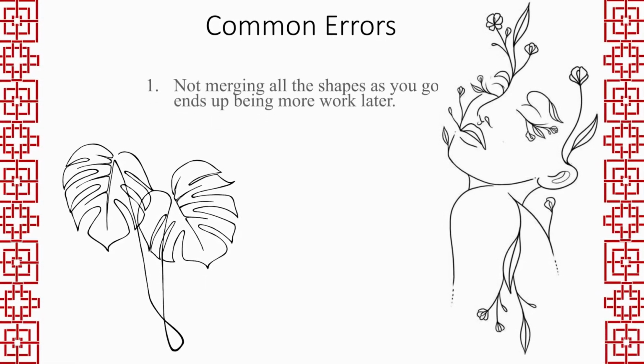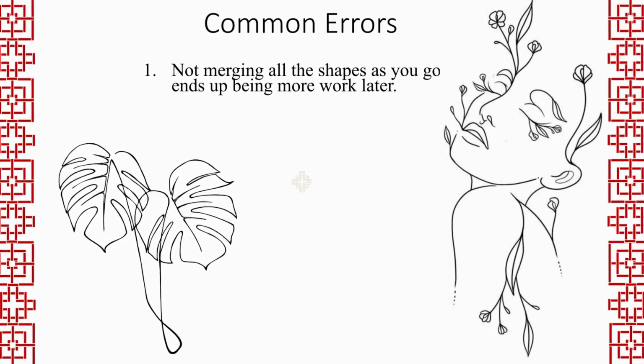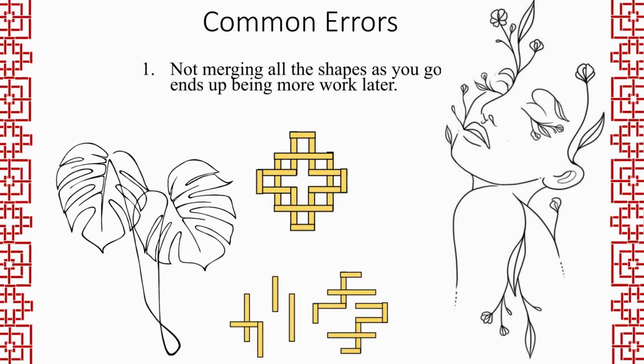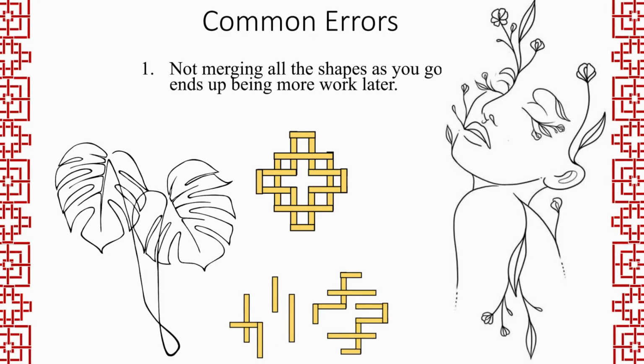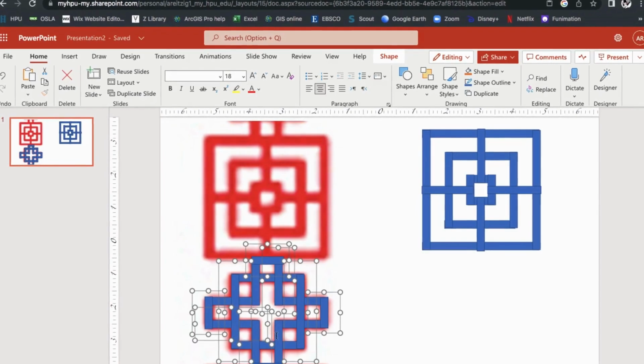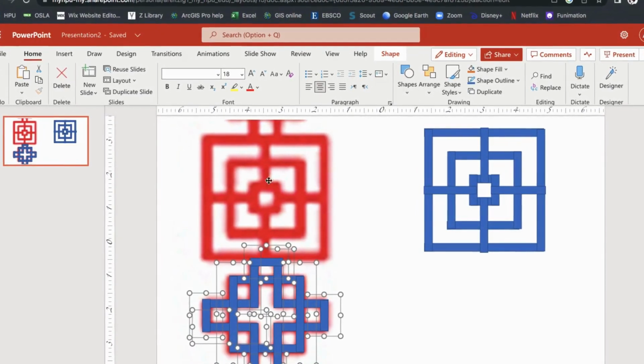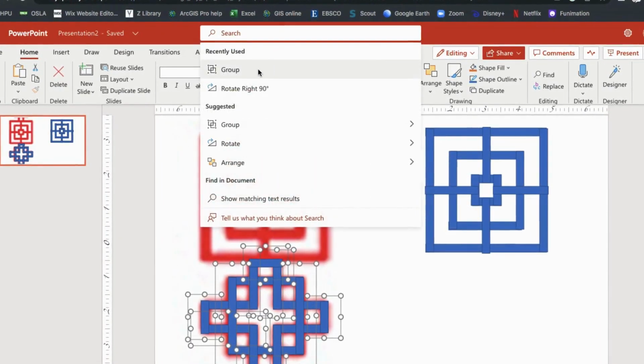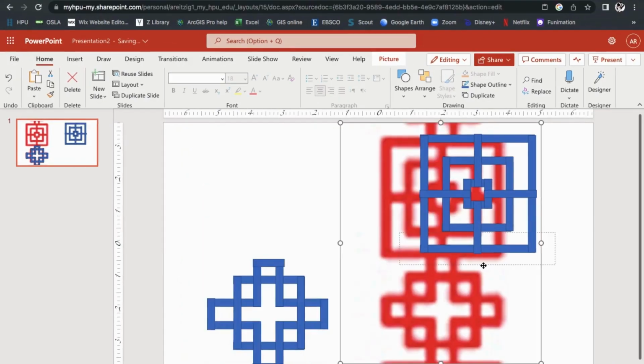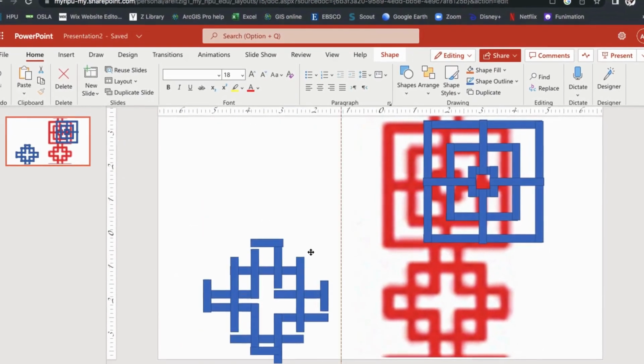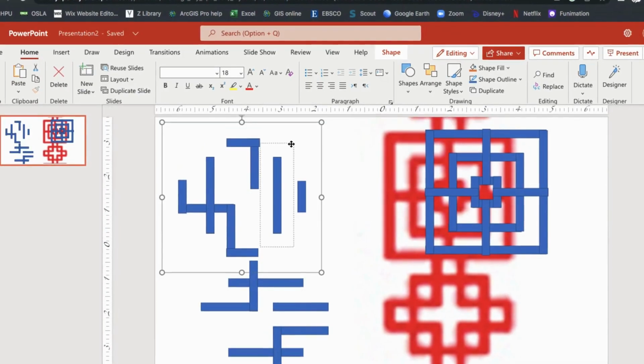Some common errors I wanted to point out real quick is not merging all the shapes together. You end up making more work for yourself. So what I mean by that is when you don't group them as you go and you group them all at once at the same time, and it just ends up not flowing all together, and then you have to group them again.